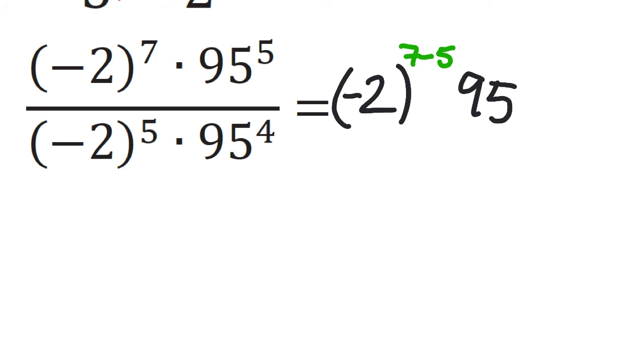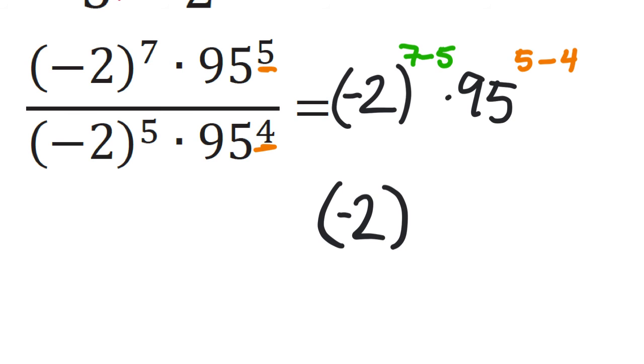For 95, we have exponents of 5 and 4. 5 for the numerator, 4 for the denominator. Make sure you subtract those as well. So these are being multiplied. But simplifying this fully, I get the -2 base and the 95 base, but with new exponents. -2 base has an exponent of 7 minus 5, which is 2. And the 95 base has a new exponent of 5 minus 4, which is 1. And again, these are being multiplied.